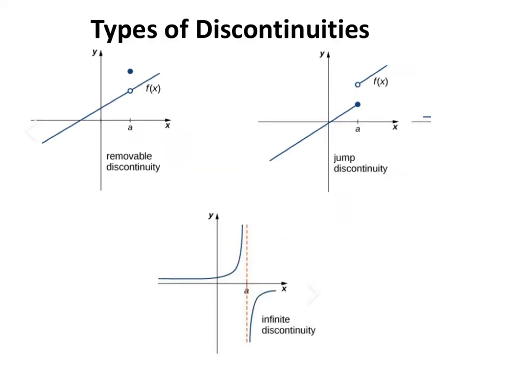These discontinuities have names. If we have a hole, see this here is a hole, we call that a removable discontinuity. And see this one is like a piecewise function. You can see the point of discontinuity. It's called jump discontinuity. And here you can see we have infinite discontinuity where we have an asymptote. So three types of discontinuities.